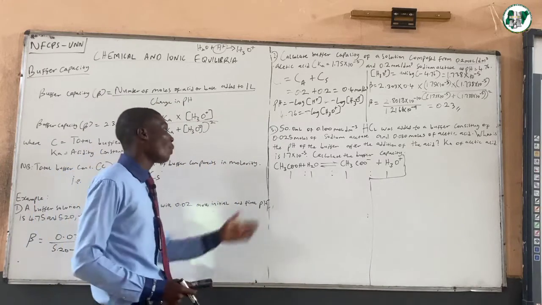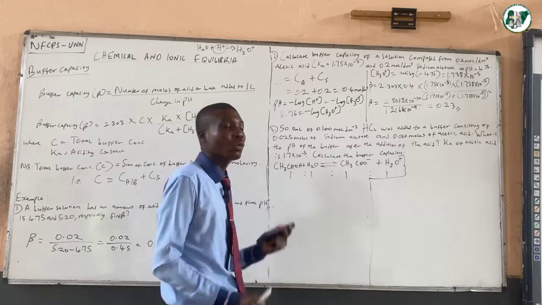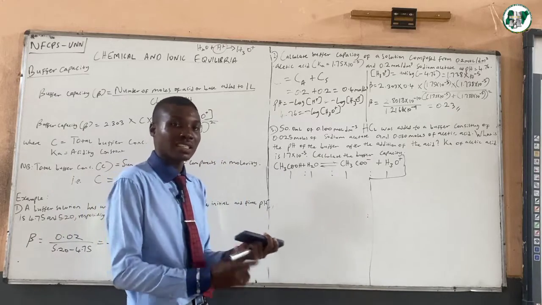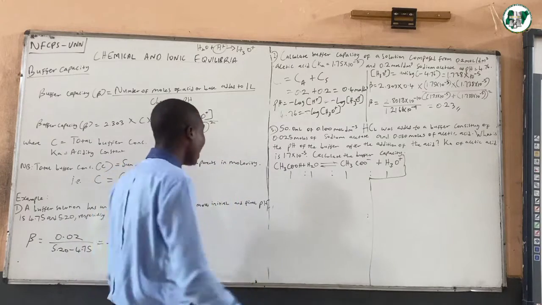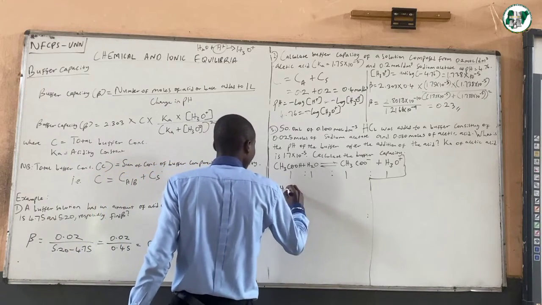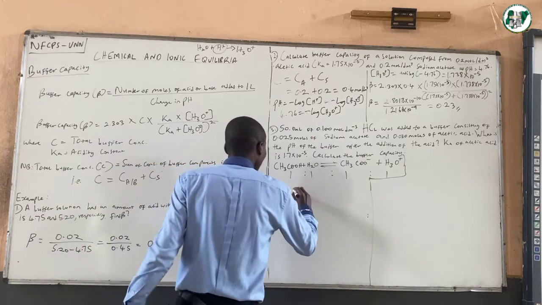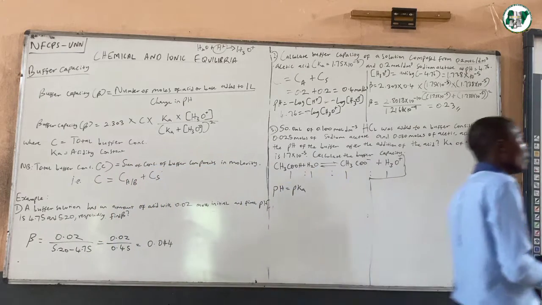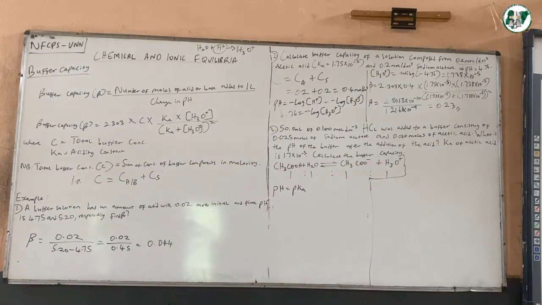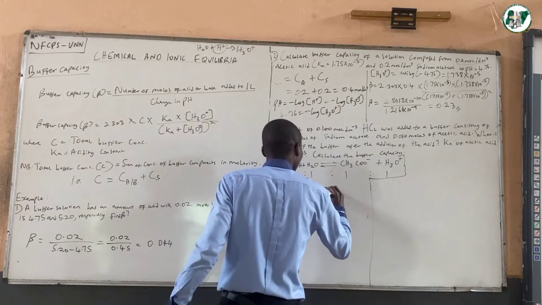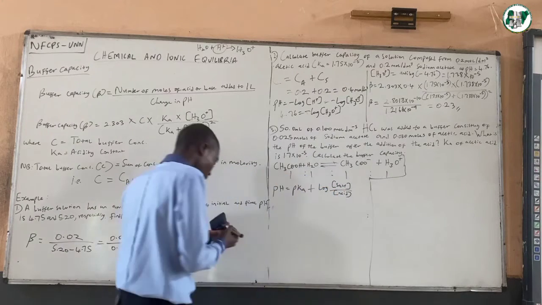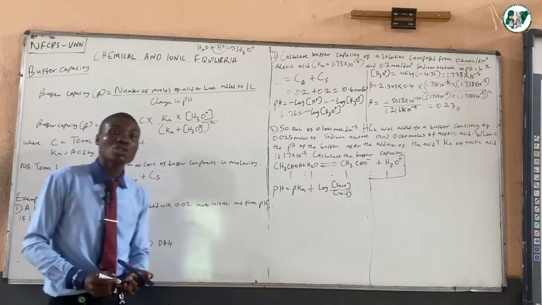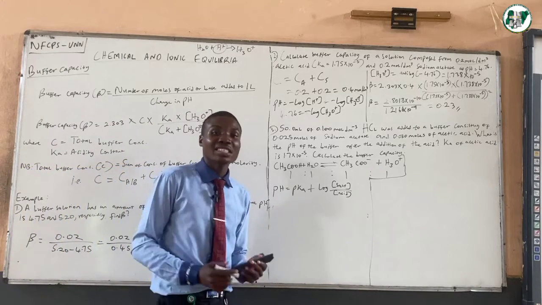So the first thing we have to do is calculate the pH before the addition of the acid. How do we calculate the pH before the addition of the acid? According to the Henderson-Hasselbalch equation, the pH is equal to the pKa plus log salt over acid.